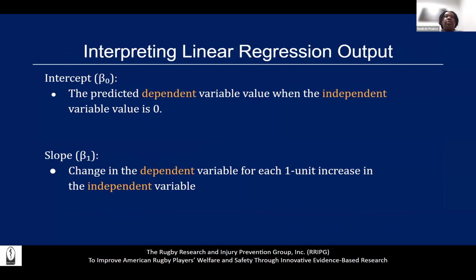So there are a few things to consider when interpreting linear regression output. The intercept, or beta naught, is, as we know, the predicted dependent variable value when the independent variable value is 0. The slope, or beta 1, is the change in the dependent variable for each 1 unit increase in the independent variable.